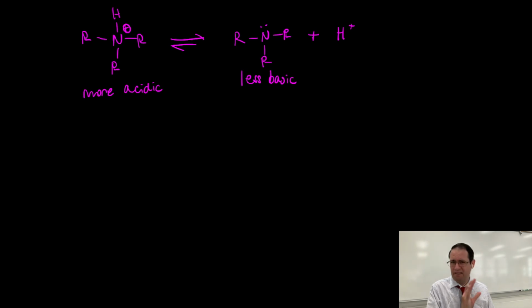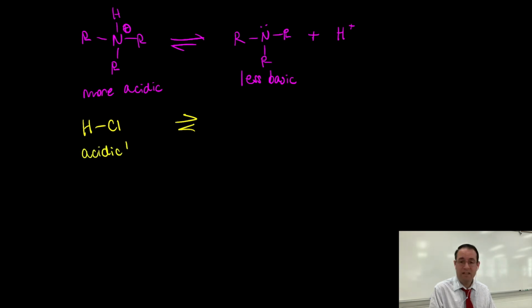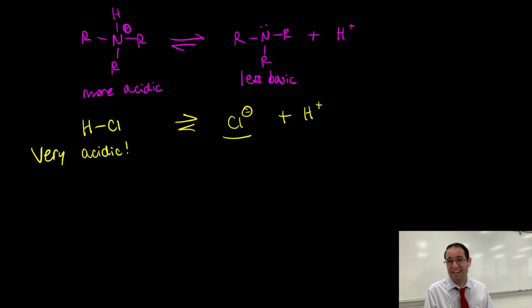This might sound foreign to you, so let me give you a general chemistry example that we definitely know about. HCl is very acidic. We know it's a strong acid, no doubt about that. And what we form is chloride and H+. Chloride is neutral. It's not basic. So this is very acidic, and chloride would be not a base at all. That's what I mean by less basic. It's so little of a base that it's not a base in this case.